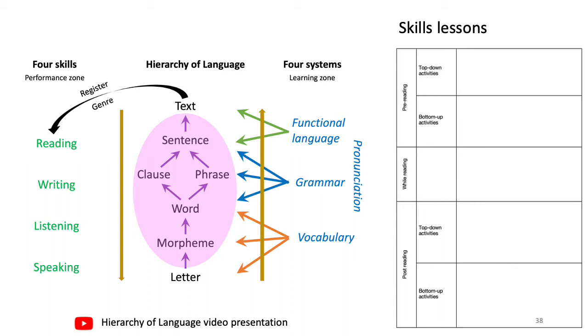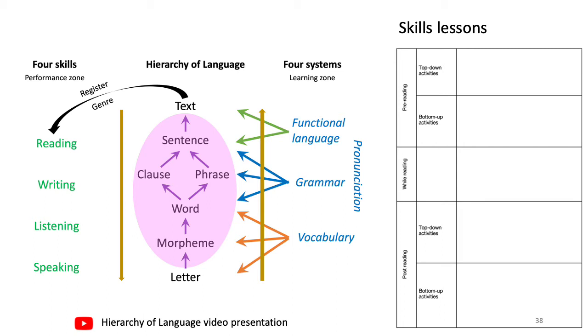Now, skills work, text work is always influenced by register and genre, and the choices we make in grammar and vocabulary and pronunciation and functional language are, in fact, related to, or to some extent dictated or constrained by register and genre. So it's very important to link these things together.